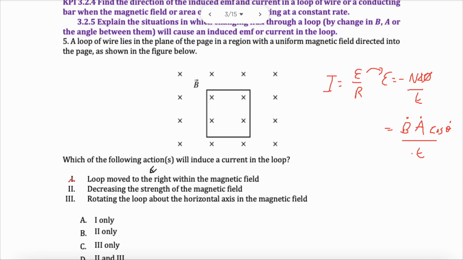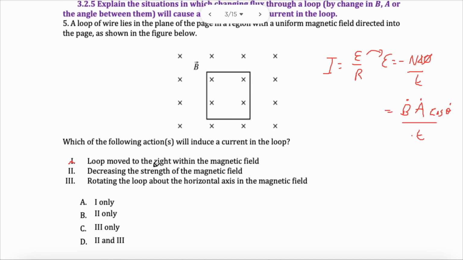This induces nothing. I am still within the field. I didn't change my angle or my area. I didn't change anything. I just moved around inside the field. Decreasing the strength of the field? Yes. Decreasing the field will decrease my EMF, thus decreasing my current.